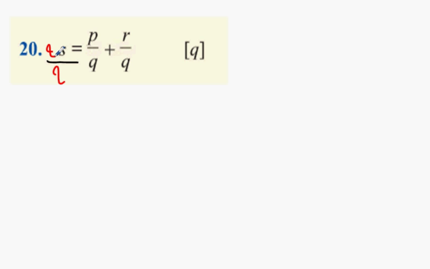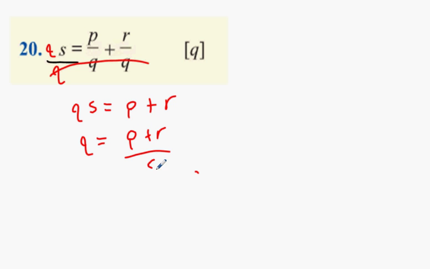That means Q above it, yeah? So you cancel all the Q's on below. QS equals P plus R. Get S and then do it above it. Divide by S. If S is multiplied on the left, it's divide. So it's P plus R over S. Good. Okay.